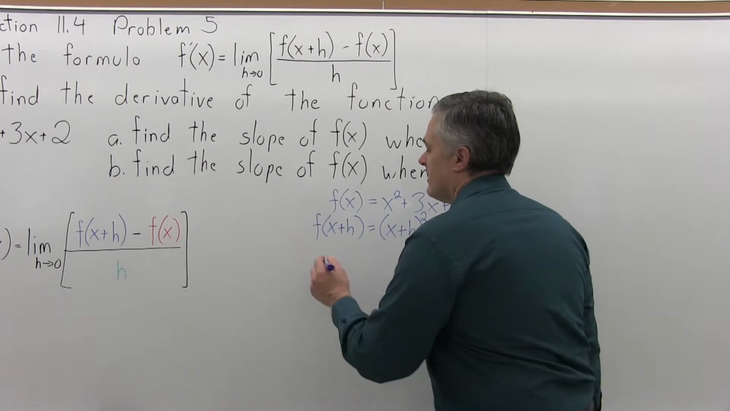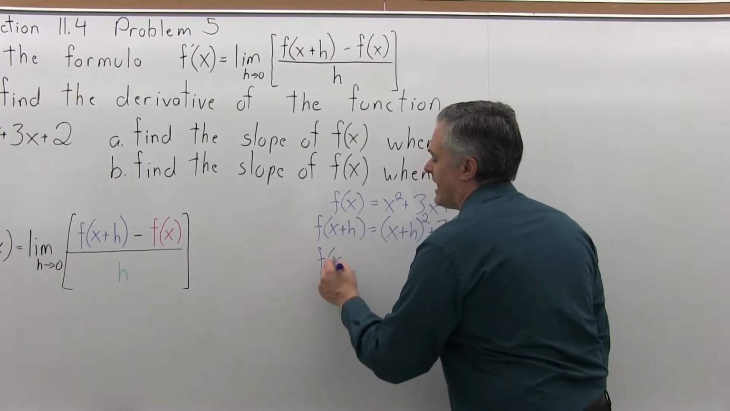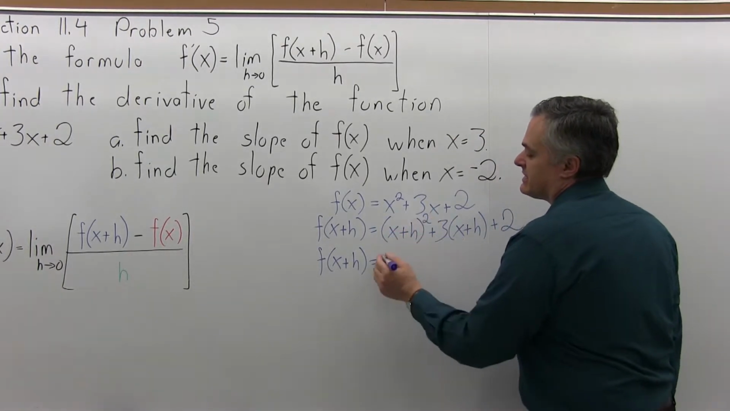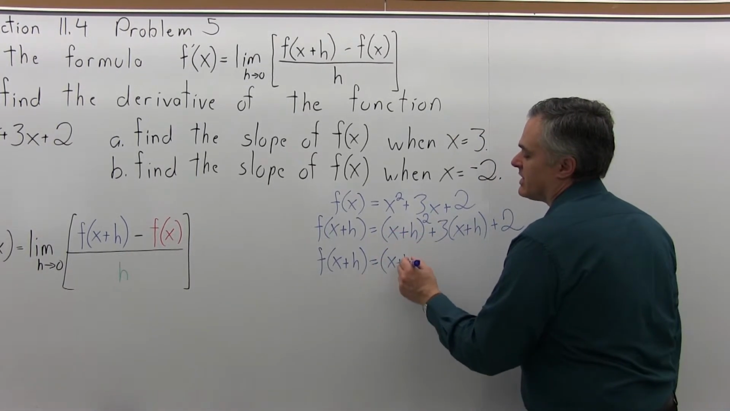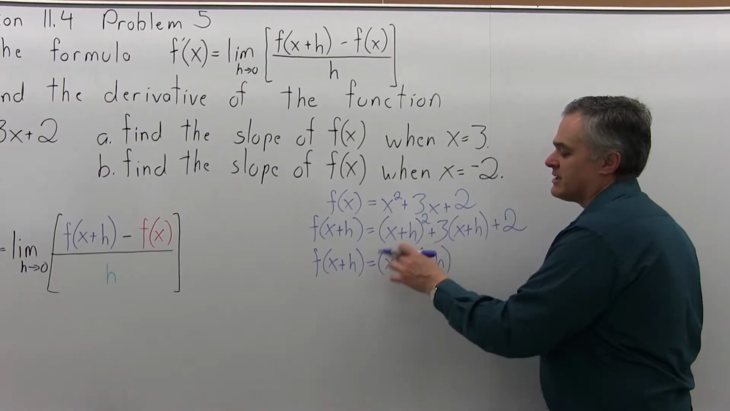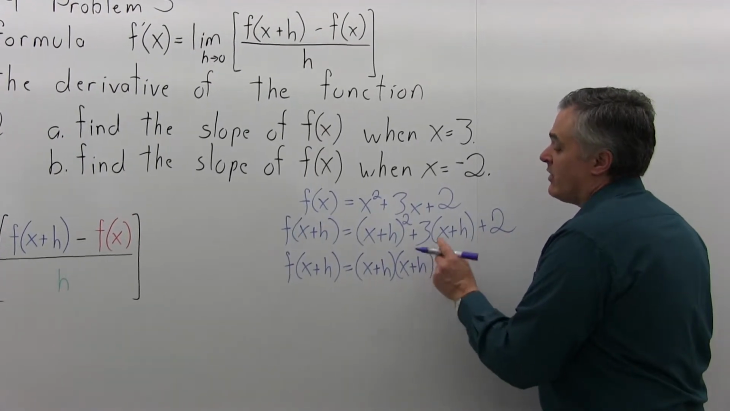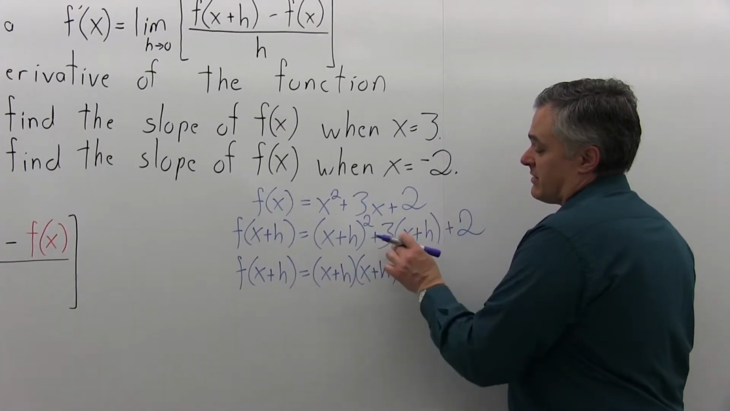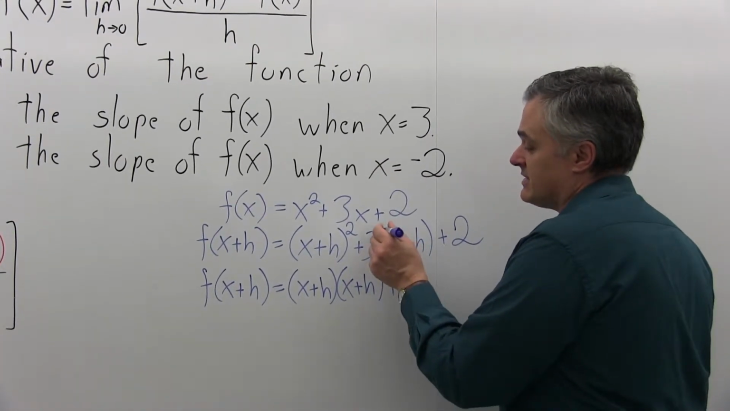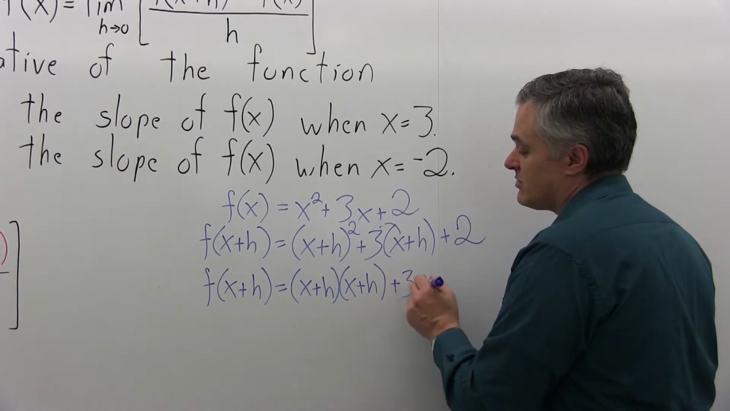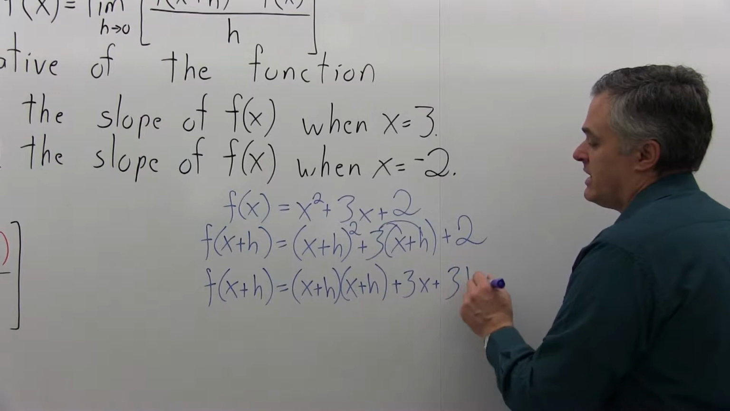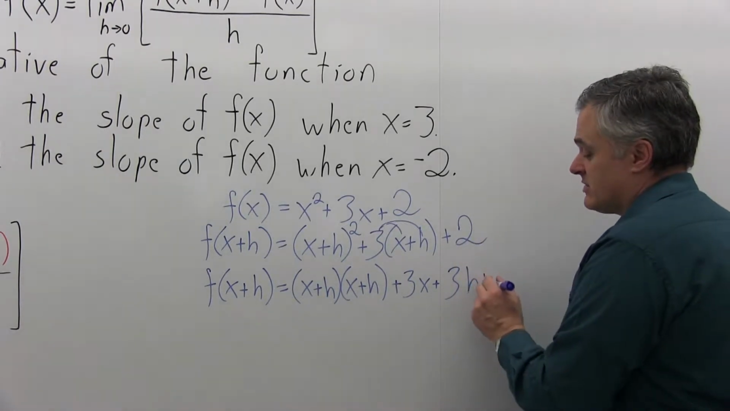So f of x plus h equals, so the x plus h in parentheses to the second power, you have to do x plus h times x plus h like that. That's what it means to have the parentheses raised to the second power. This is going to require that FOIL. And now the next parenthesis here, there's no second power. So I can just multiply the 3 in front of the parentheses times each piece inside the parentheses. So 3 times x is 3x. 3 times h is 3h. And now the 2 at the end is not in the parentheses, so it's just plain old 2.